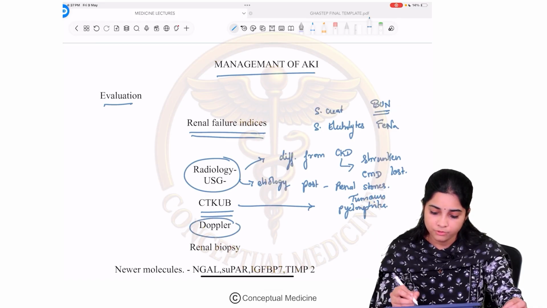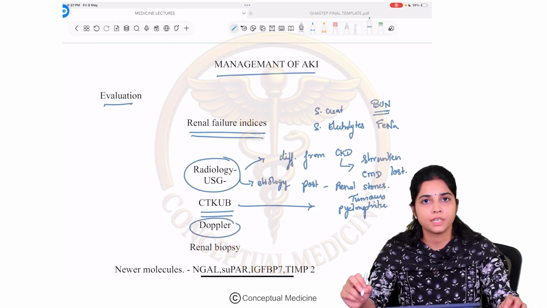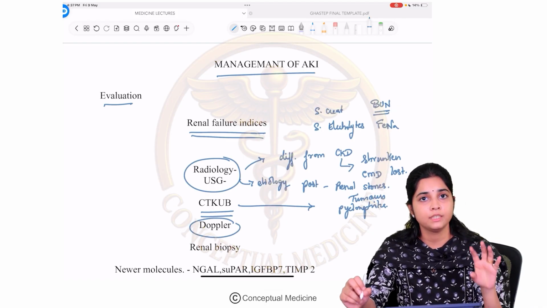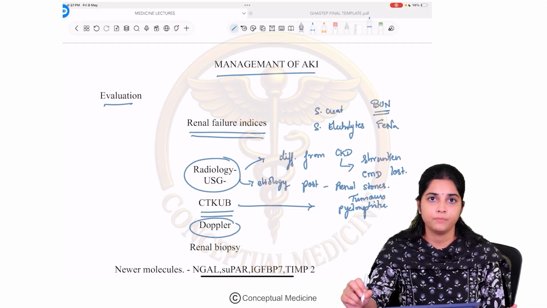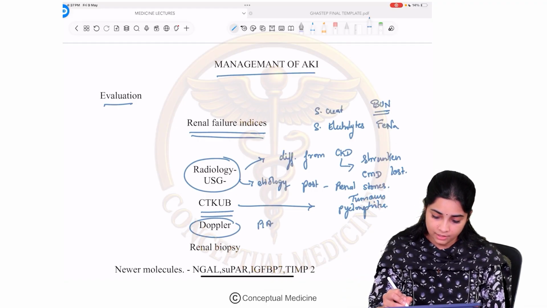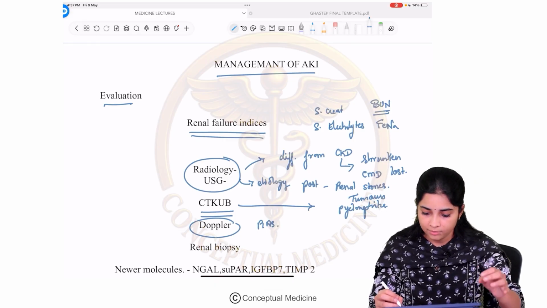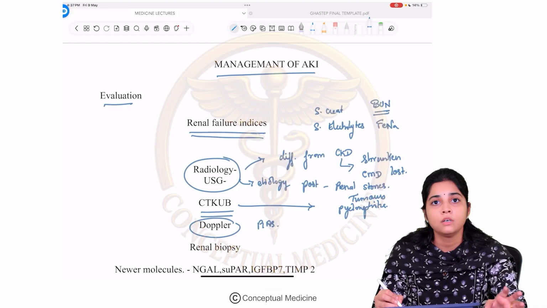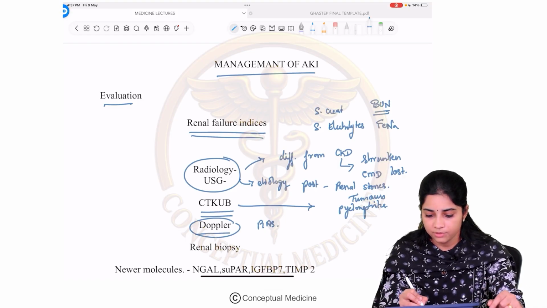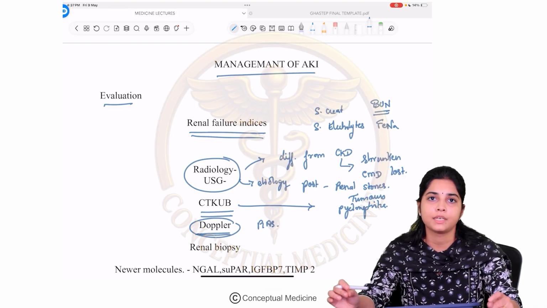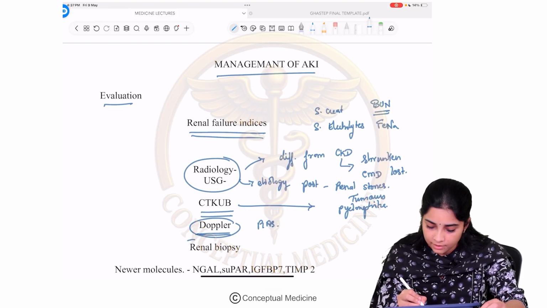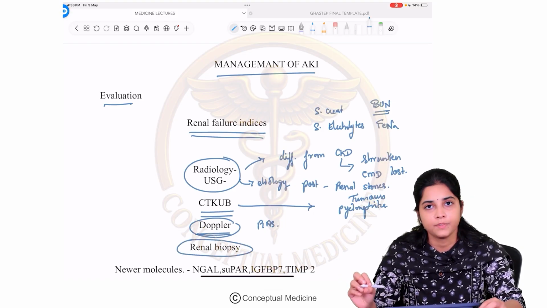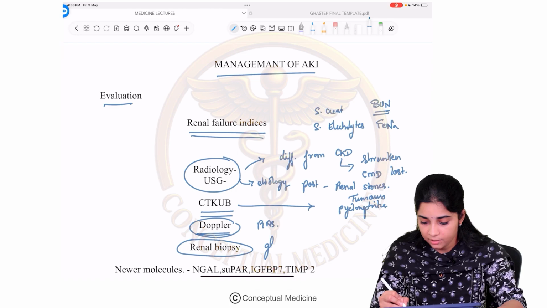Then what is the use of Doppler? If you are suspecting a disease which is affecting the vascular compartment of the kidney, for example, in renal artery stenosis, or it can be because of some form of thrombotic microangiopathy or anything of that sort, you can use it. You can find out the cause for the AKI using a Doppler. Then, what is the role of renal biopsy? A renal biopsy is very, very important in glomerular diseases.